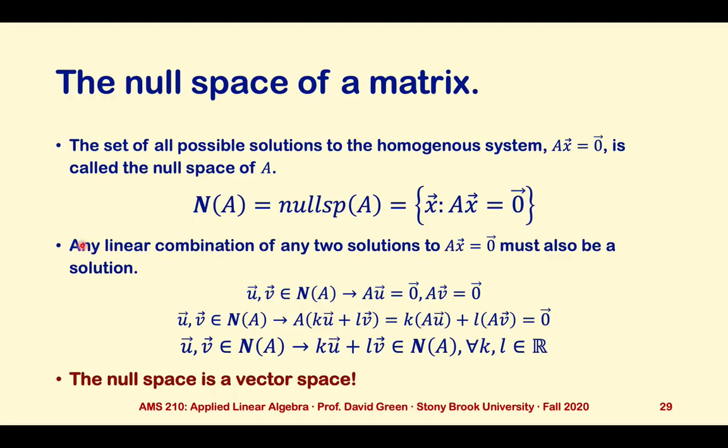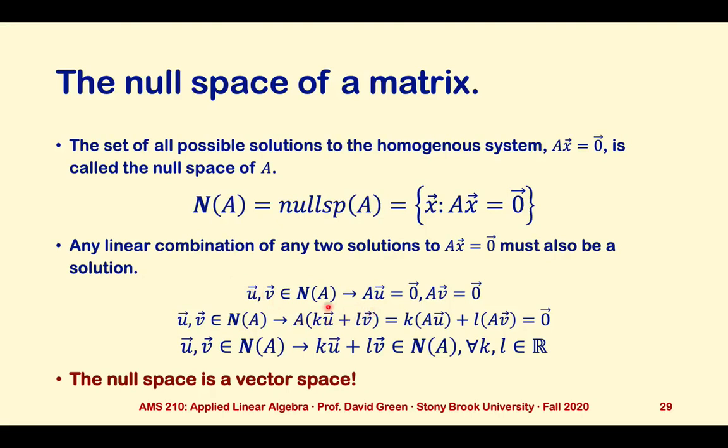First of all, we might note that any linear combination of two or more solutions to Ax equals 0 also has to be a solution. Why is this the case? Well, let's just think about it. Imagine that we have two vectors, u and v, that are from the null space. u and v are elements of the null space. What does this mean? It means A times u equals 0 and A times v equals 0. They both are solutions to the homogeneous system, right?